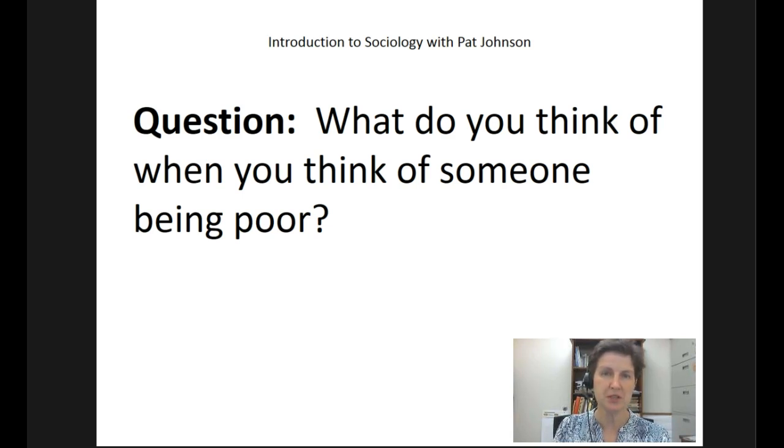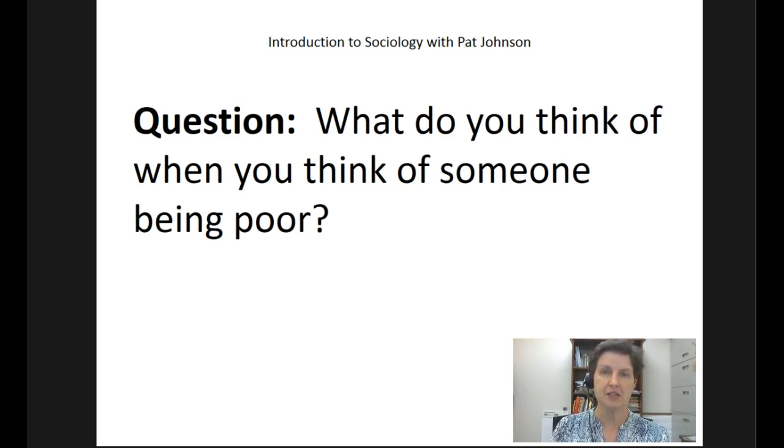What picture comes to mind? Do you see yourself possibly? Do you see a homeless person on the streets in a city in the United States? Do you see somebody in a poor country somewhere else in the world? What image comes to mind?